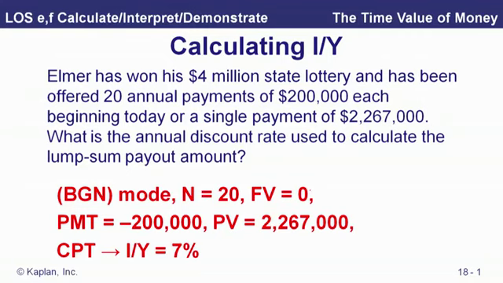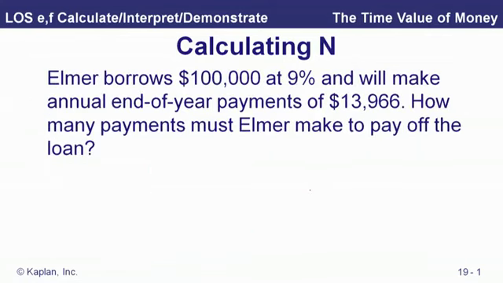We want the $2,267,000 is a time zero value. That's what they would pay you like today instead of the annuity payments. So we put that in. Our payment is minus $200,000, and our present value, $2.267 million. Compute the interest rate and come up with 7%.